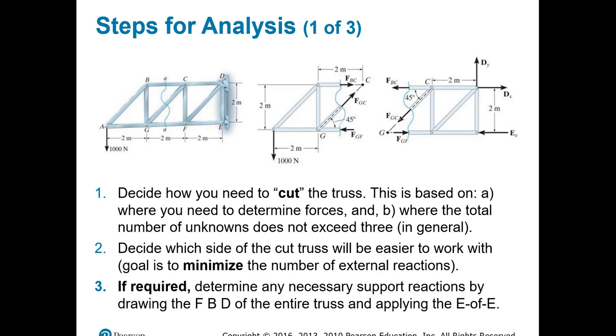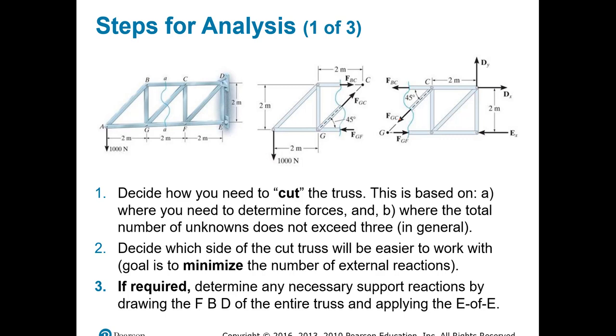Then you need to decide which side of the truss will be easier to work with, and here I will tell you to go with the one that has fewer members because it's easier to calculate. So you can be lazy, I don't mind, because at the end of the day you will get the same values as somebody that goes through the hard way. If required, you need to calculate the necessary support reactions by drawing a free body diagram of the entire truss and then apply equations of equilibrium.